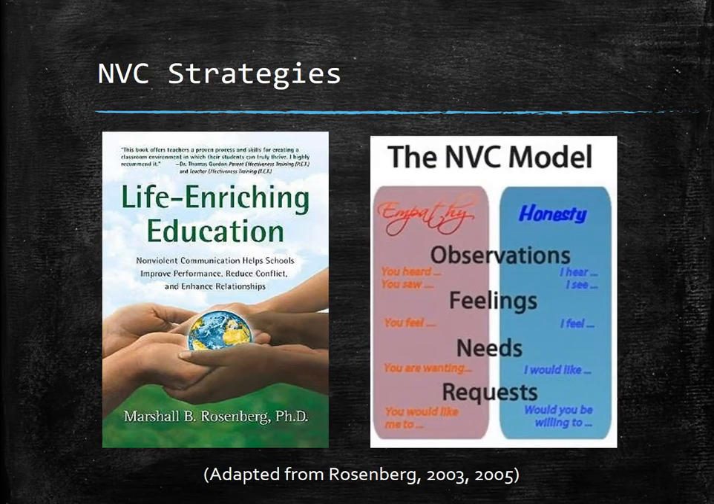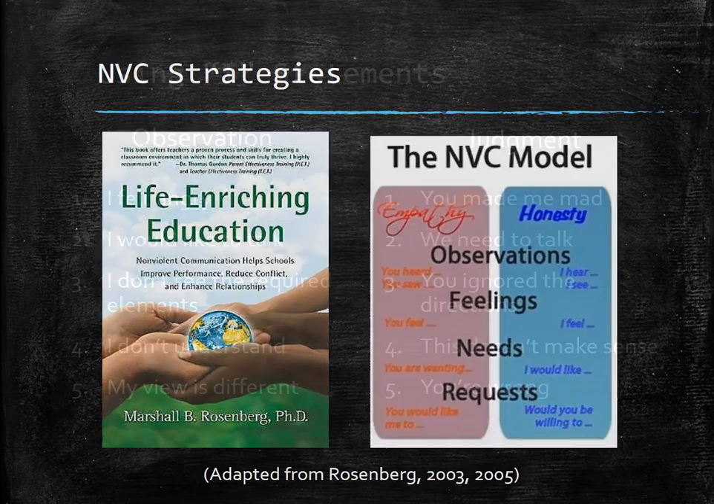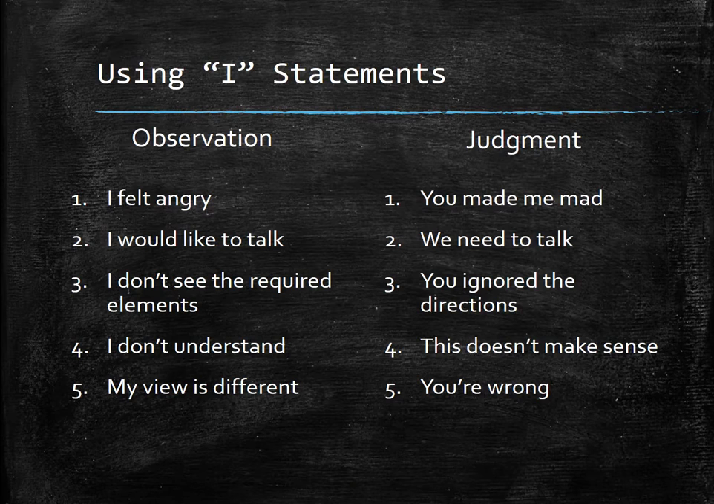So some of the nonviolent communication strategies help us understand what some of these antidotes look like. And so if you take a look at the nonviolent communication model, it looks a lot like assertive communication, which many of you might be familiar with. And it has these 4 steps around observations, feelings, needs, and requests. One of the things that the NVC model emphasizes is using I statements.